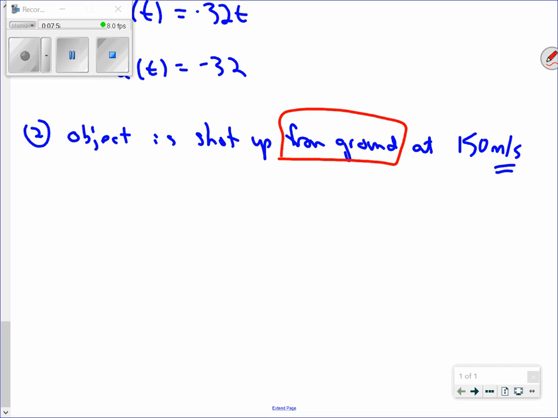You can make anything position 0, but if you're ever just reading a word problem in physics or in math, and the word the ground is there or sea level is there, those are generally taken as 0. Okay, so there is our initial position is 0, and this value right here is our initial velocity. It's shot upward, so it is positive.